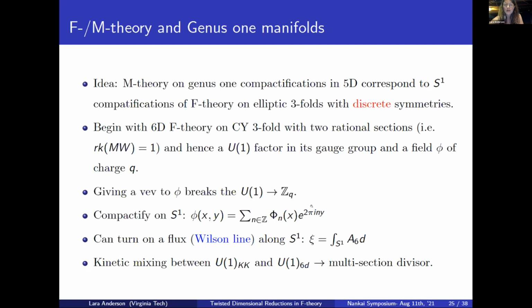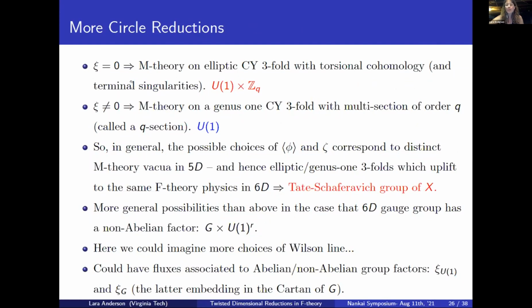So here, y is my circle direction, x is the other coordinates. If I compactify on S1, I can also turn on Wilson line fluxes for this abelian gauge field around the S1 direction. Kinetic mixing between U1 KK and U1 6D leads to a multi-section divisor in the 5D geometry. You can break this U1 down to a discrete remnant in 5D. And it is well understood how to go from these abelian gauge fields on the elliptic fiber to the genus 1 fiber and relate the manifold to its Jacobian. The basic properties of this are going to give you not just one manifold, but a family of them.